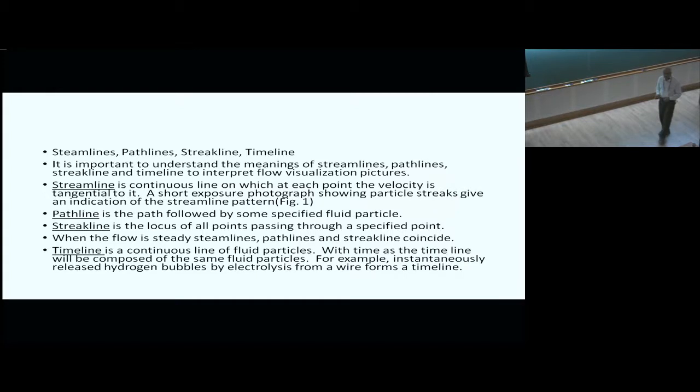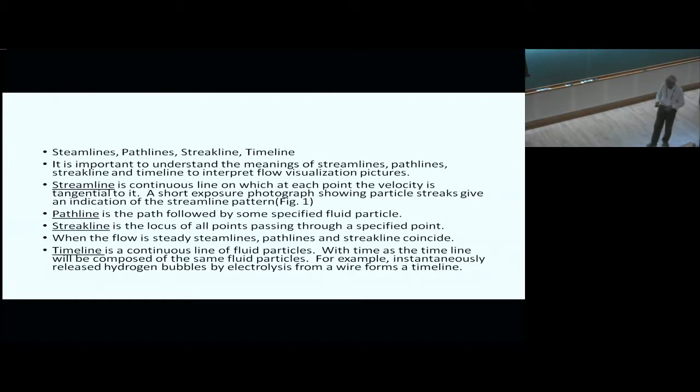An important concept in flow visualization is knowing what these four lines mean: streamlines, pathlines, streak line, and timeline. A streamline is essentially a line on which at each instant in time the velocity is tangential to that line. A path line is the path followed by some specific fluid particle. A streak line is all the points which have come out of a specified point.